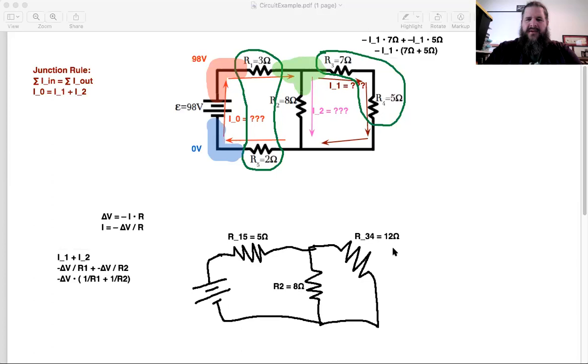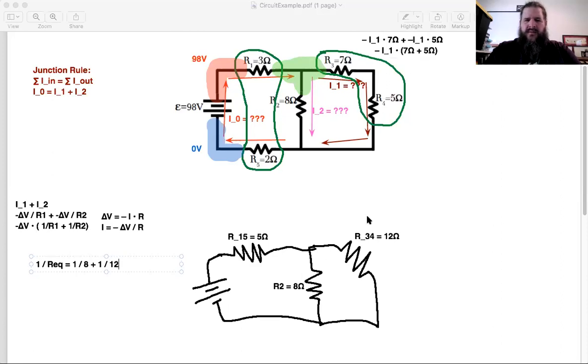We're going to add 1 over 8 plus 1 over 12. But that doesn't equal the total resistance. That equals 1 over the total resistance. So we can say 1 over R total, or R equivalent, equals 1 over 8 plus 1 over 12 to combine these together. And how do we add 1/8 plus 1/12? What's a common denominator? What value would work as a denominator? 24. Yeah, 24 is a number that's a multiple of 8 and a multiple of 12.